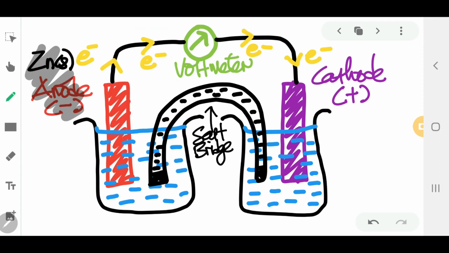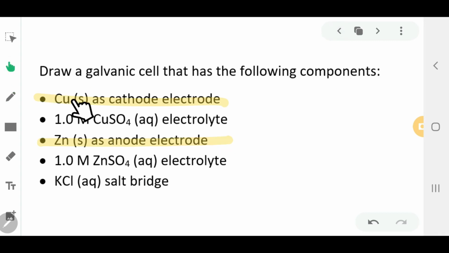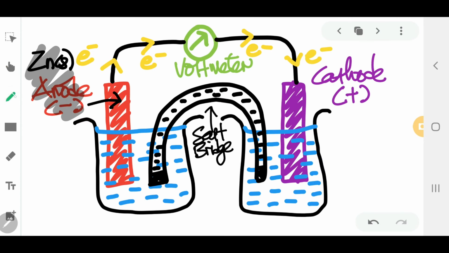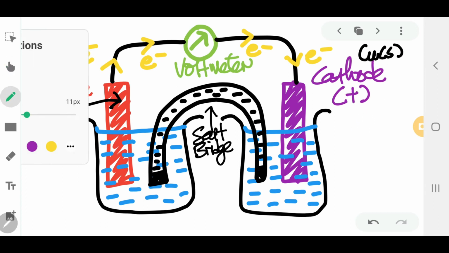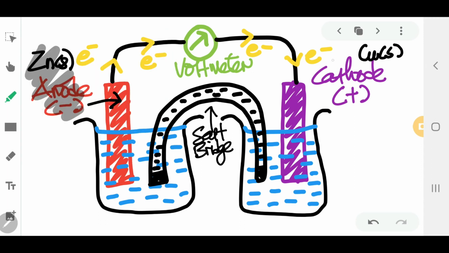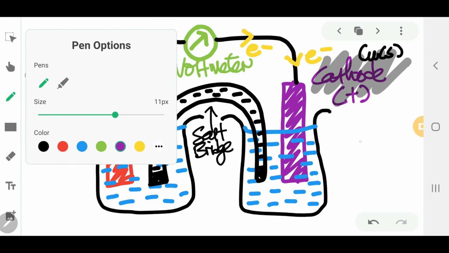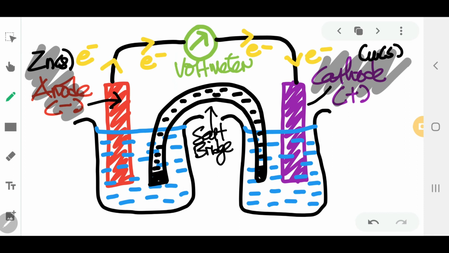Point to that electrode. And you have copper cathode. So copper will be copper solid, together with this whole thing right there. Point to that electrode.